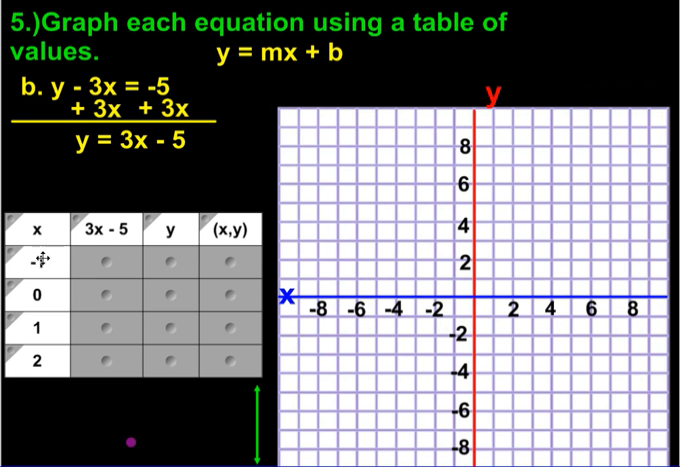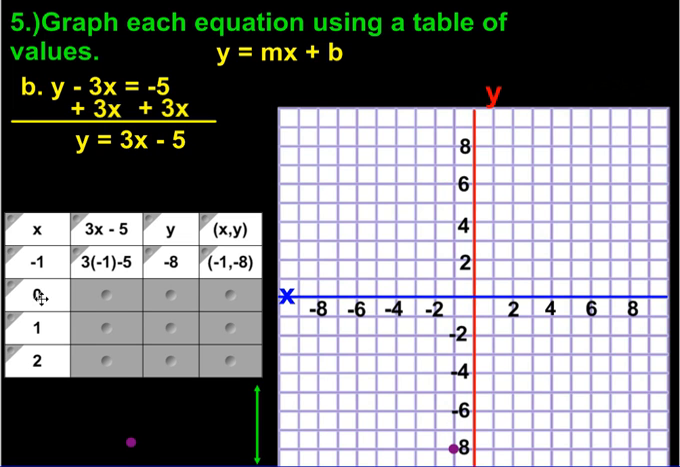Next, I'm going to plug this negative 1 in for x here. So I have 3 times negative 1 minus 5. And when I solve that, my answer is going to be y, which in this case works out to be negative 8. Over here, I'm going to take the negative 1 and the negative 8 and write them as a coordinate pair. Once I have a coordinate pair, I'm going to plot it. So I start at 0, 0. I go to the left 1 and down 8. And my first point is right there.